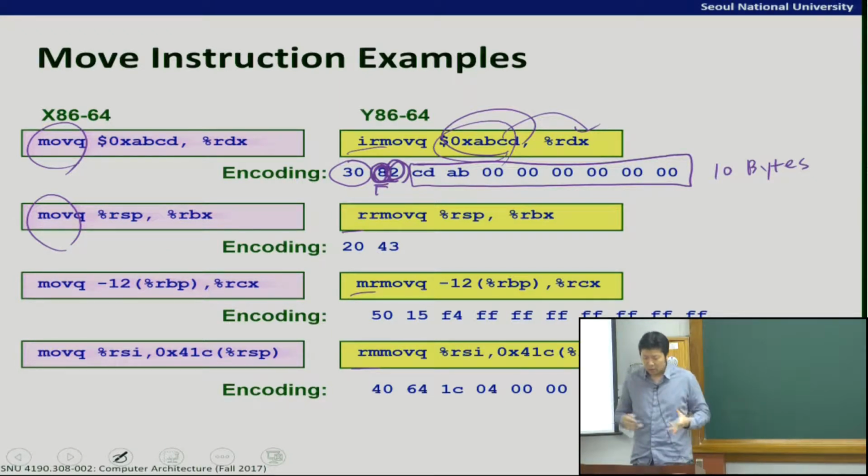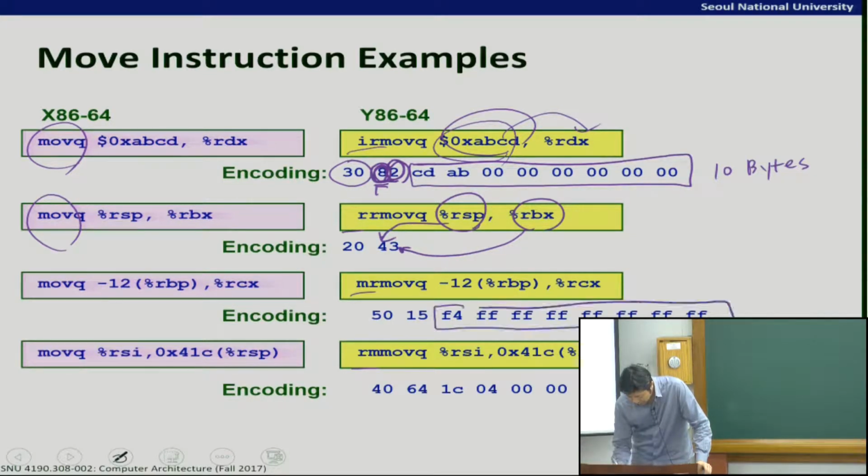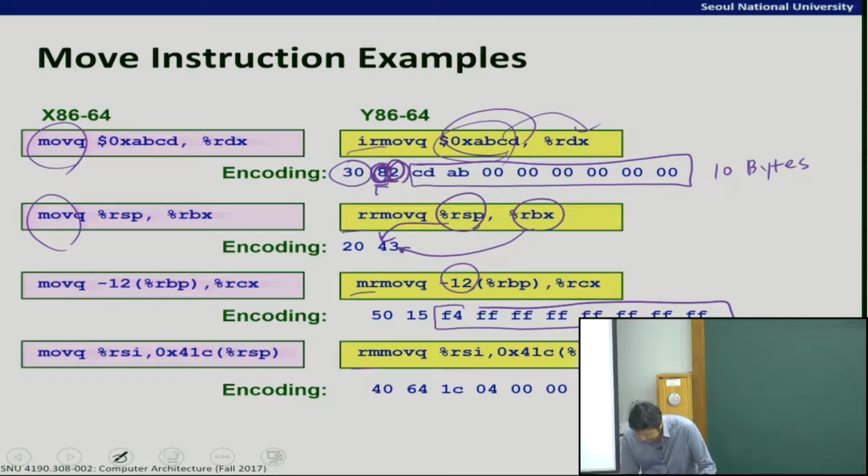The second instruction is RR, register to register move. So we only need to specify 2 registers, the source and the destination. This one is the source, and this one is the destination. So 20 means that it's a register to register move, and we have 2 registers, RSP and RBX, which are register numbers 4 and 3. So it's the same thing for MR, memory to register, and register to memory. This part encodes -12 in this example because this is where the constant displacement goes, and in the second case, again, this value is encoded here.